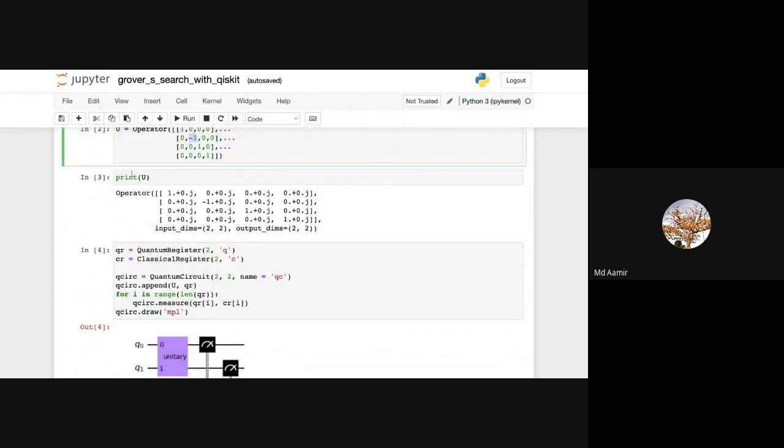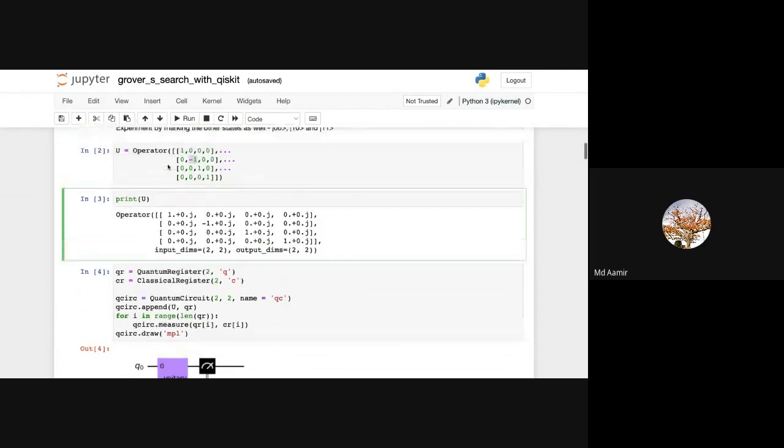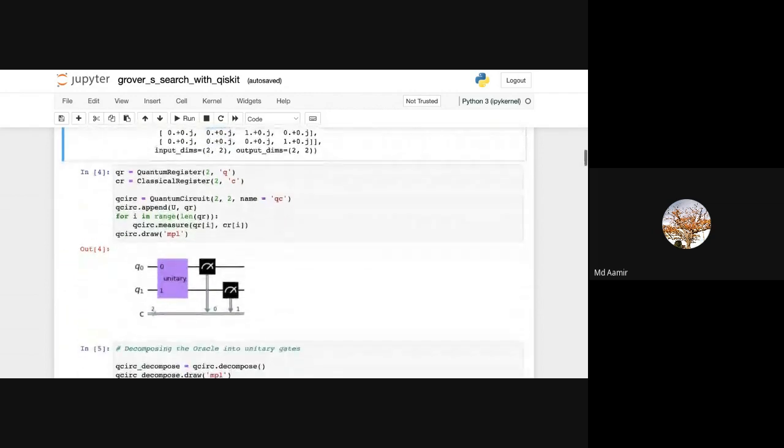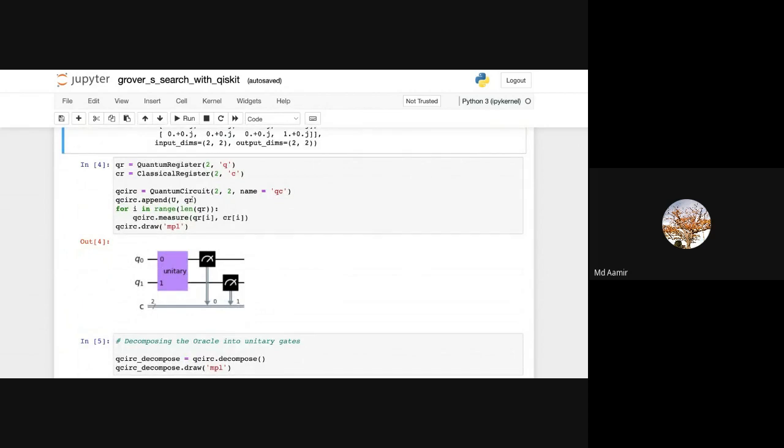So here we print the u. How does this u operator look? Again, the same thing. We have the -1 here, only the second one, which is 0 1, which we want. So now we have this 2 for the 2 qubits. We initialize the two quantum bits, and then at the end we have to perform the measurement.